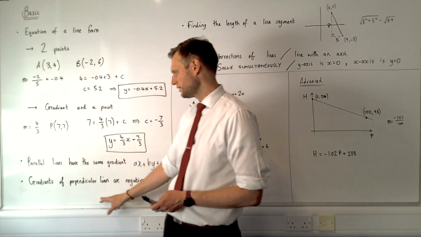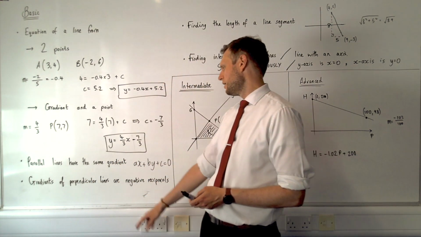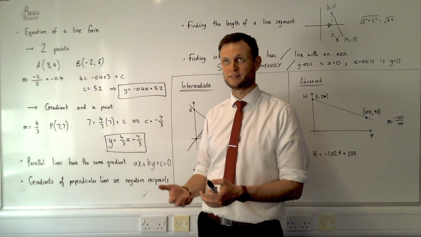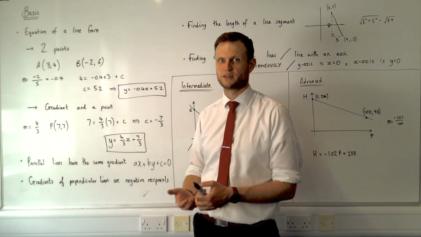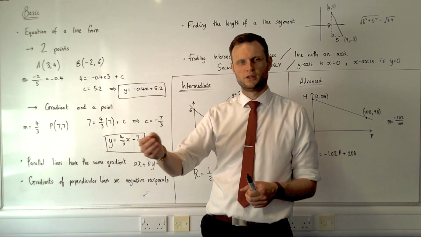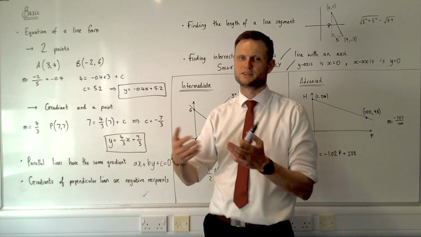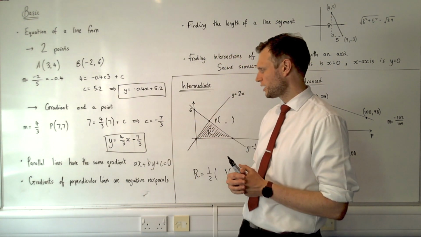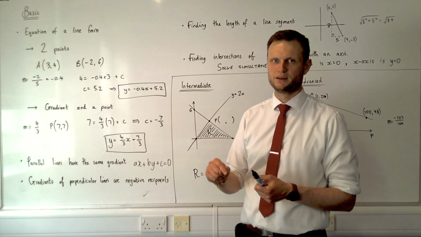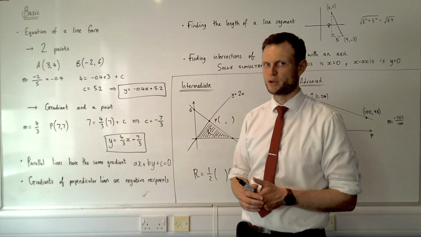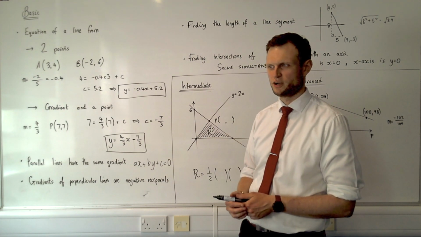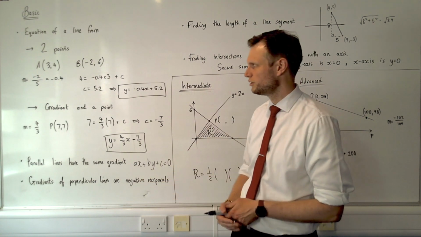Gradients of perpendicular lines are negative reciprocals. What that means is if you multiply the gradients of 2 perpendicular lines, you get the answer minus 1. Some people like to think of it as turning it upside down and putting a minus in front, or if it's got a minus, you take it away. That's also fine. But the way that you normally show that is by multiplying the 2 gradients together, and it equals minus 1, and that's your proof that they're perpendicular. You could also do some stuff with Pythagoras to show that 2 lines are perpendicular, but this is more simplistic.